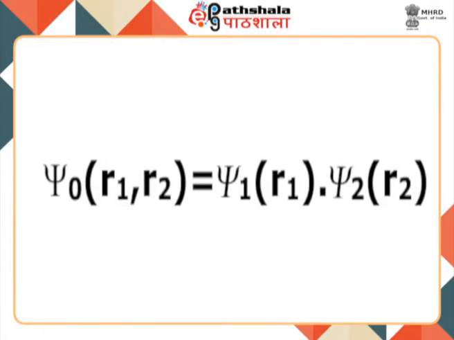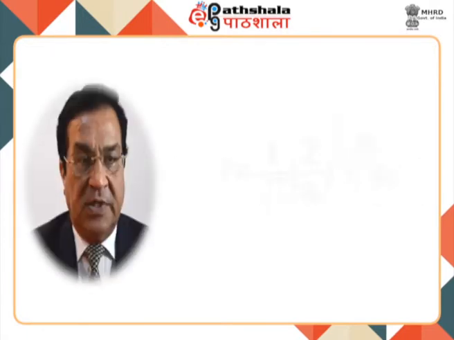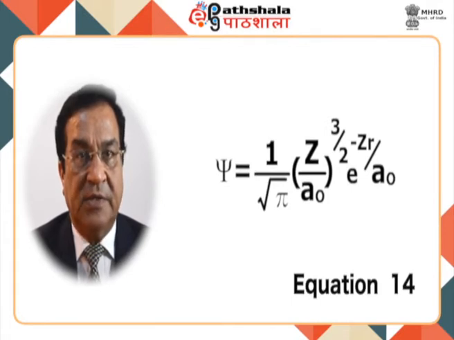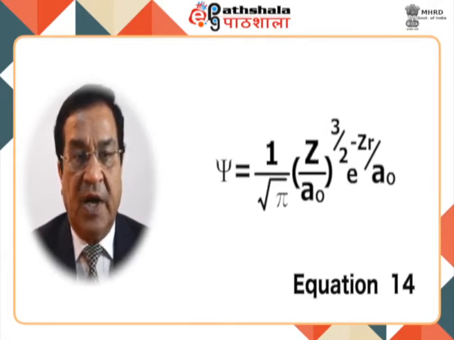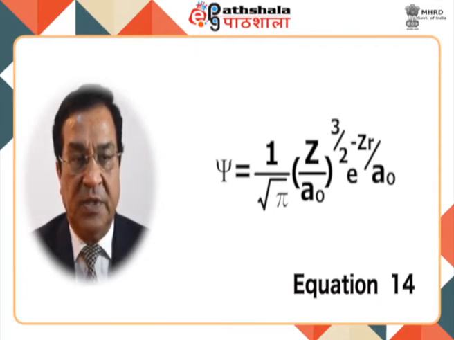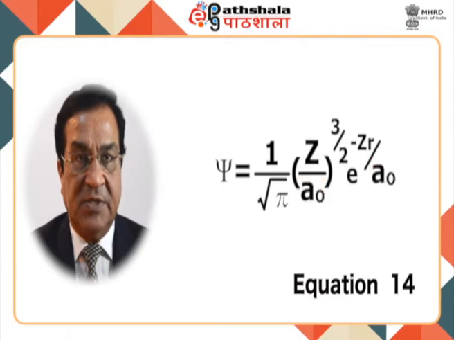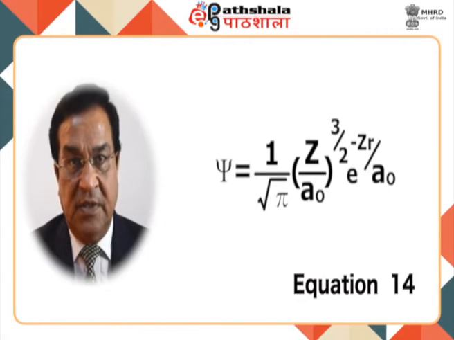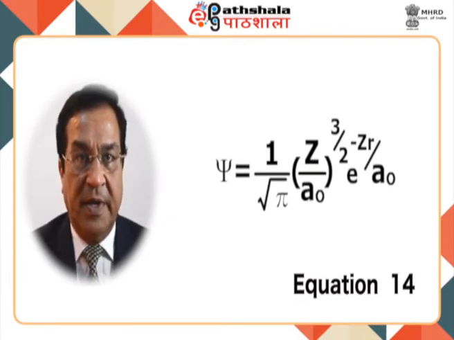The one-electron hydrogen-like wave functions, which you have already studied, are given in equation 14 for the ground state, and psi is equal to 1 upon under root pi, z upon a0 raised to the power 3 by 2, multiplied by e to the power minus z r upon a0, where a0 represents the Bohr radius and z is the charge on the nucleus. In the case of the helium atom, z will become 2.